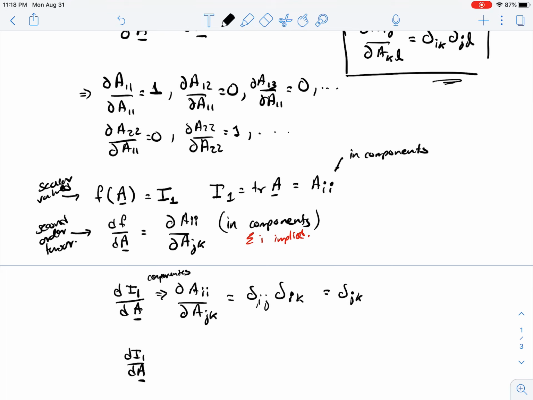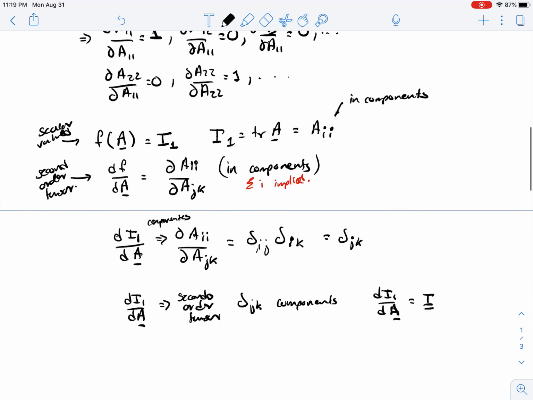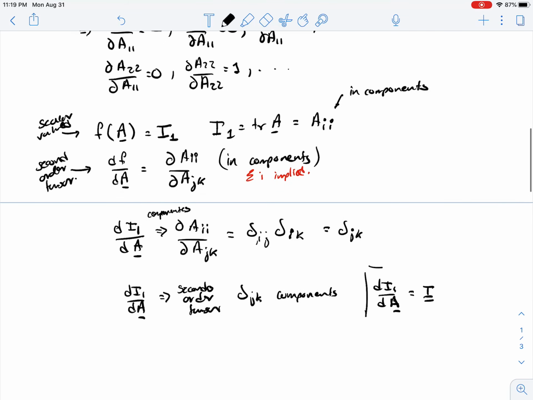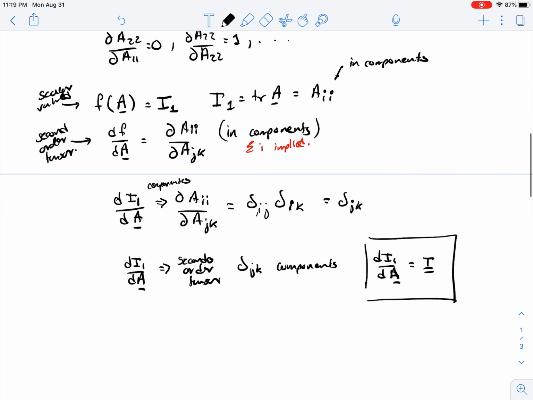So in other words, if I take the derivative of the first invariant with respect to a tensor, I'm going to get a second order tensor with components delta jk, and this is the identity. So the derivative of the first invariant with respect to the tensor is the identity tensor. This is actually very, very useful.